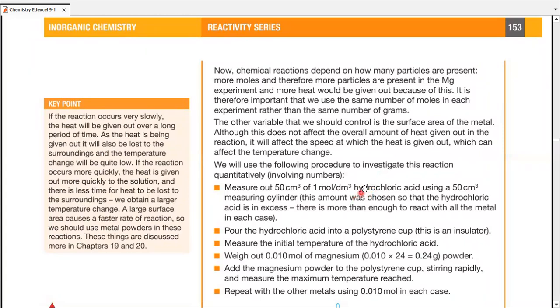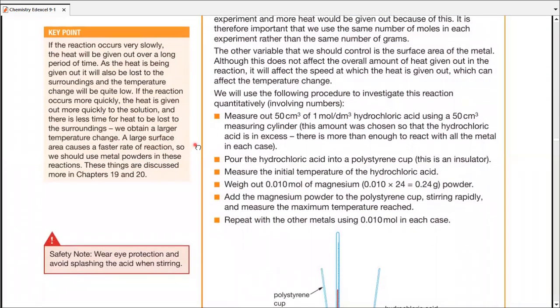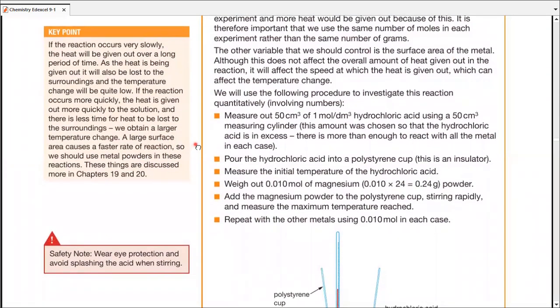All right. Okay, so the other variable we should control is the surface area of the metal. Although this does not affect the overall amount of heat given out in the reaction, it does affect the speed at which the heat is given out. For example, if you use one big piece, you are going to get a slower reaction. If you use small pieces, it would be a faster reaction. If you use a finely divided or powdered form of the metal, it is going to give you an extremely fast reaction.